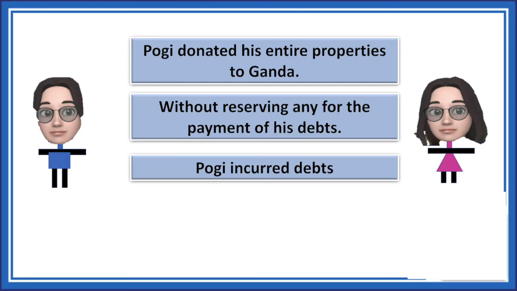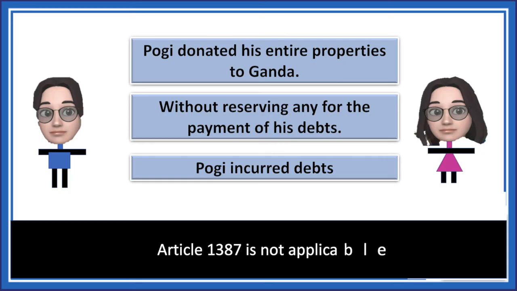Now, so the answer here is different, iba. Hindi pwedeng ma-rescind. Bakit? Kasi yung mga utang niya ay na-incurred after nung donation. So, meaning, Article 1387 is hindi applicable. Kasi pag tinignan mo yung last sentence ng first paragraph, di ba? "When the debtor did not reserve sufficient property to pay all debts contracted before the donation." Eto, nauna yung donation bago siya nalubog sa utang. So, walang presumption actually. Walang presumption na yung donation was done in fraud of creditors.